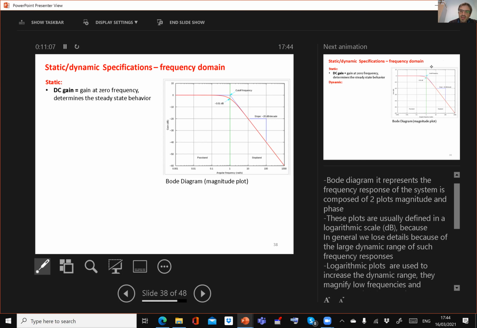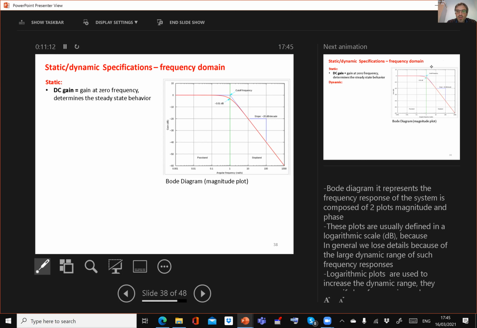So the Bode diagram represents the frequency response of the system and is usually composed of two plots, one for magnitude and the other one for phase. We only see here the one for magnitude, and these plots usually are defined in a logarithmic scale. Why do we want to use a logarithmic scale? Because if we have a big range of frequency, a logarithmic scale allows us not to lose the details at the low frequencies, and it allows us to compress, for example, the high frequency, and so have a big frequency range in better detail.